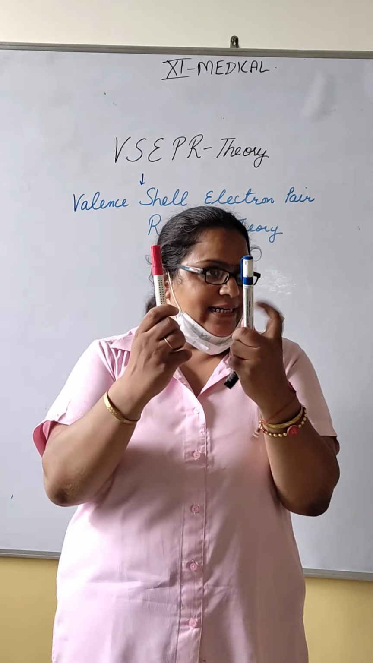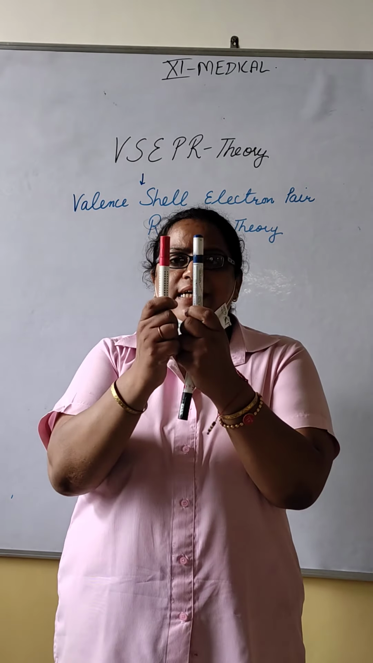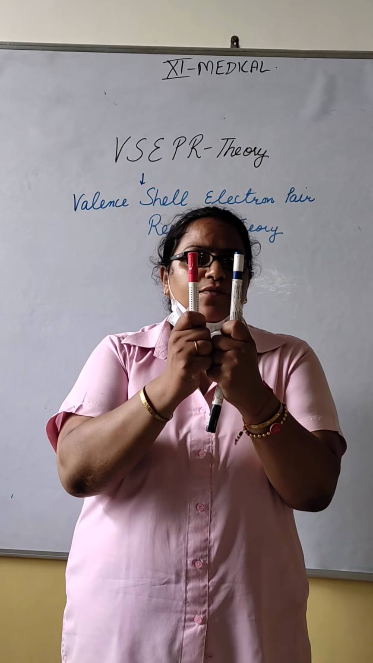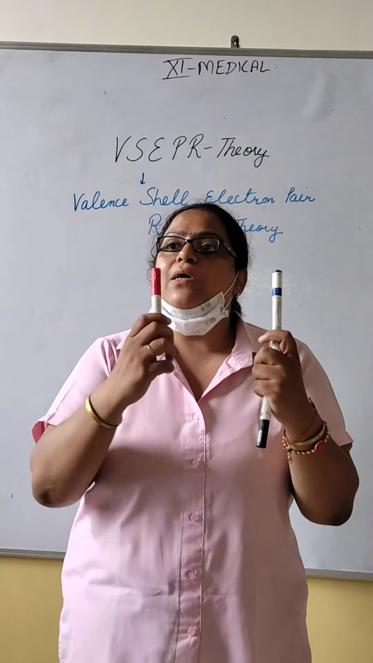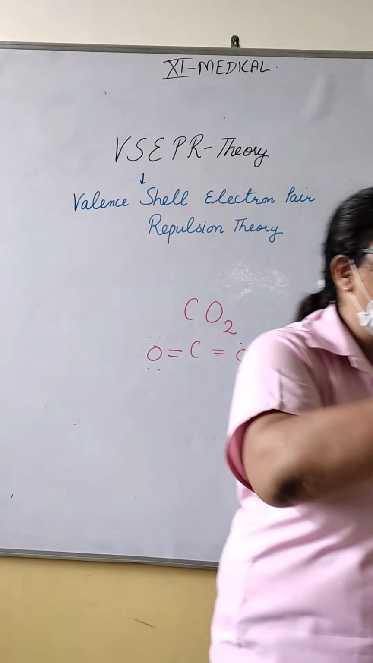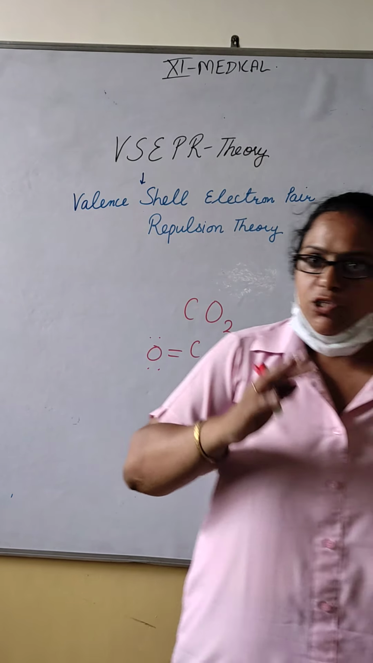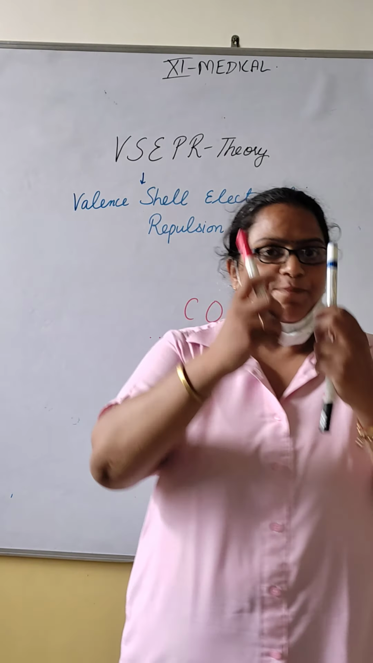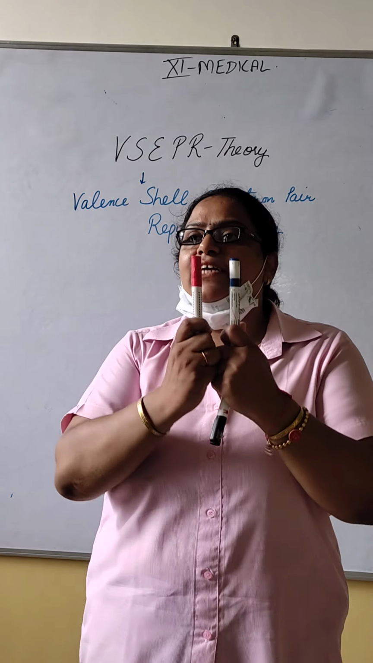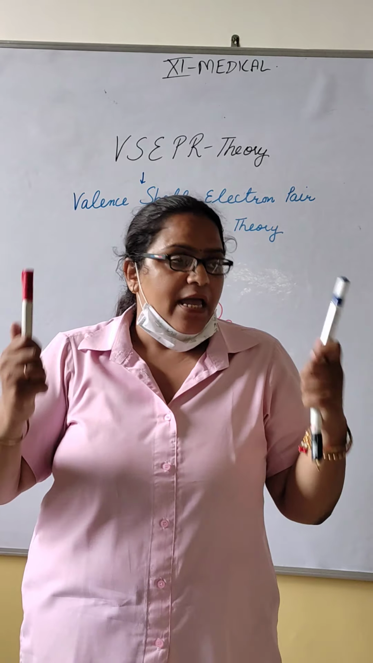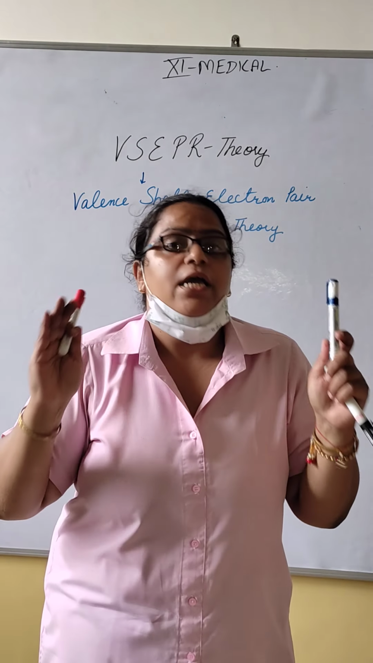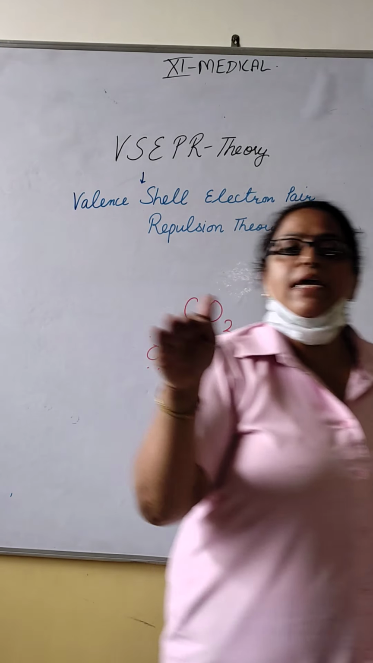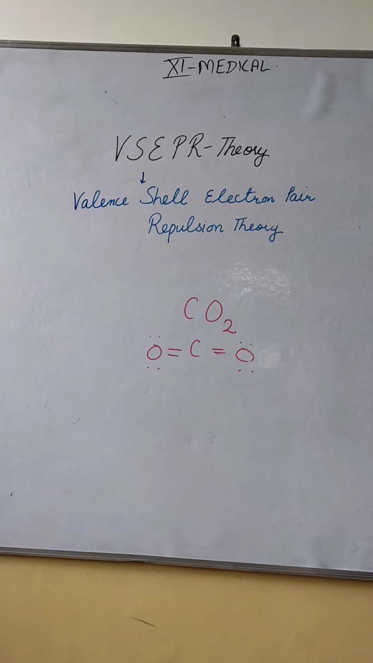Suppose these are the two atoms. This is the distance. If they are too close, they will repel each other, because what is an atom? It contains positive as well as negative charge. So same charges repel each other. So these atoms will repel each other up to the level at which there will be minimum repulsion between them and maximum stability.